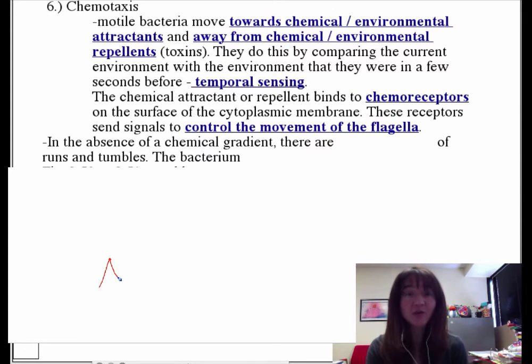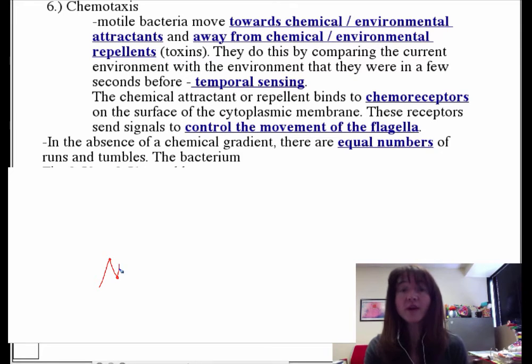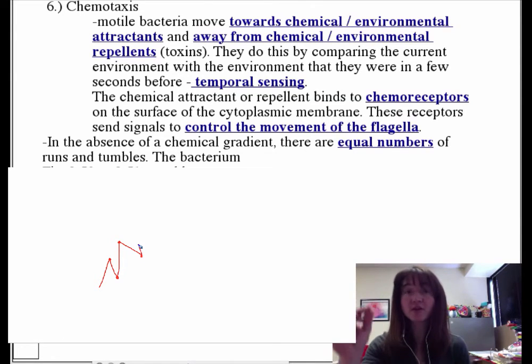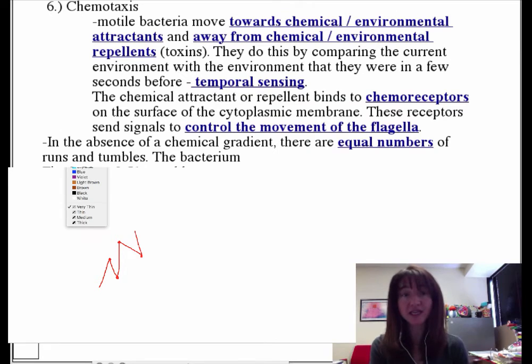In the absence of a chemical gradient, there are equal numbers of runs and tumbles. So what we see is right down here, when a bacterium is not moving towards some sort of nutrient, some sort of attractant, then it'll just move like this, very randomly. It'll move from one spot to another, to another, with the hopes of sensing a difference between the spots. It has to keep moving in order to do that, because it can only use temporal sensing.